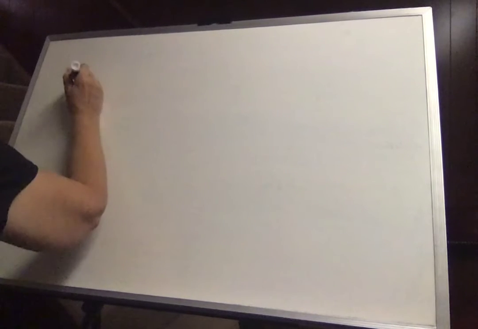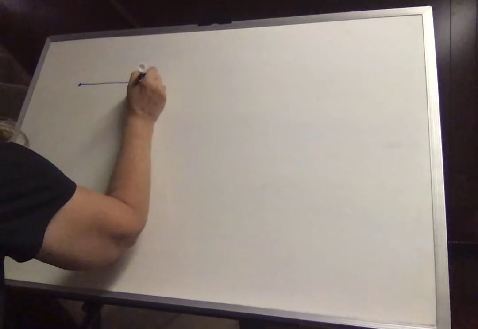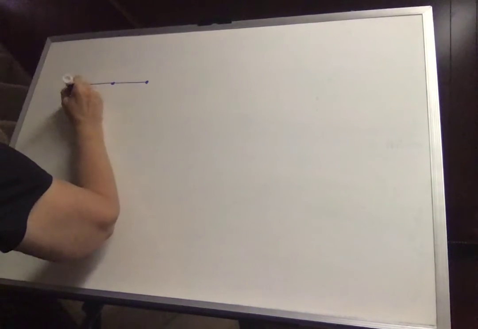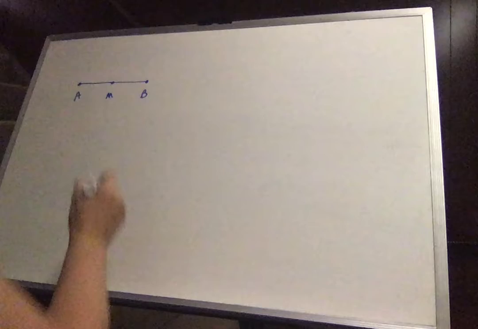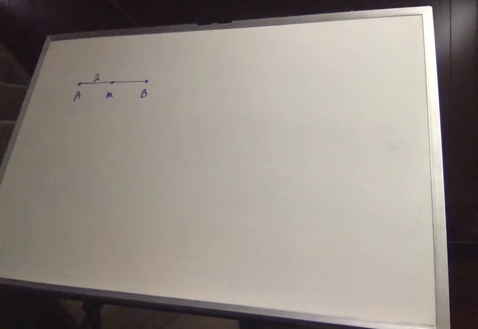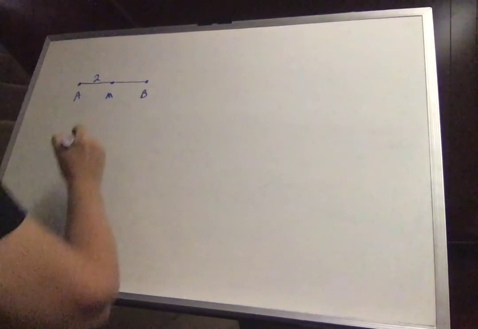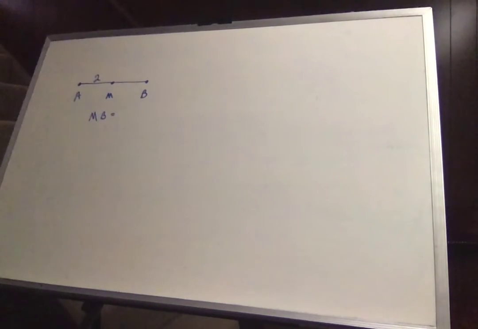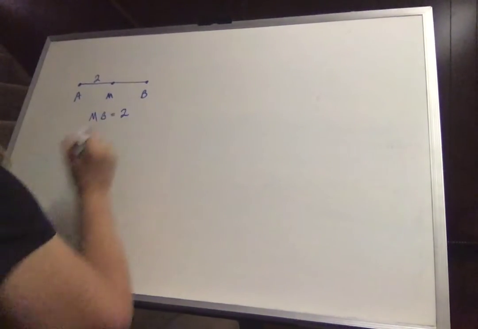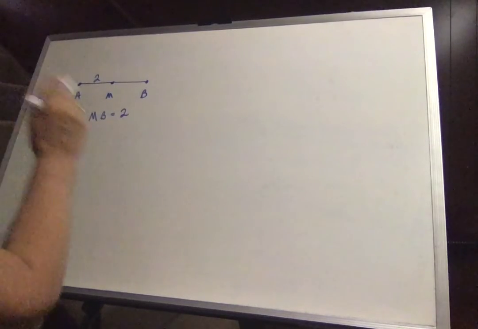If we have a segment A to B, and M, they tell you, is the midpoint. That means it's the middle. If you know that A to M is 2, then M to B is also 2. Part equals part.